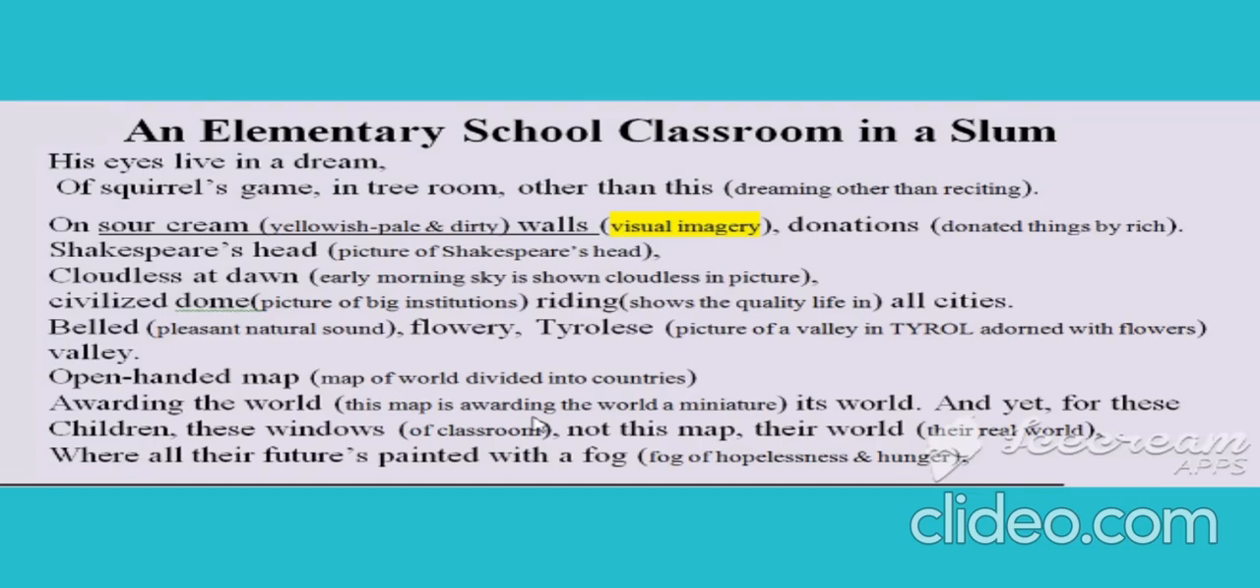So all these things are totally contrasting to the small children studying there. The open-handed map is also criticized, because maybe that map is showing the different countries of the world, but for these kids, their world is outside the window. So for them, their world map is that window through which they can see outside. I hope you have understood.